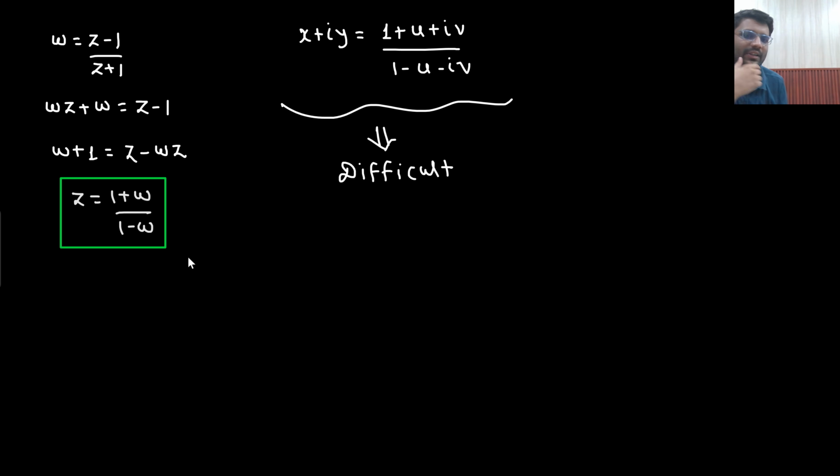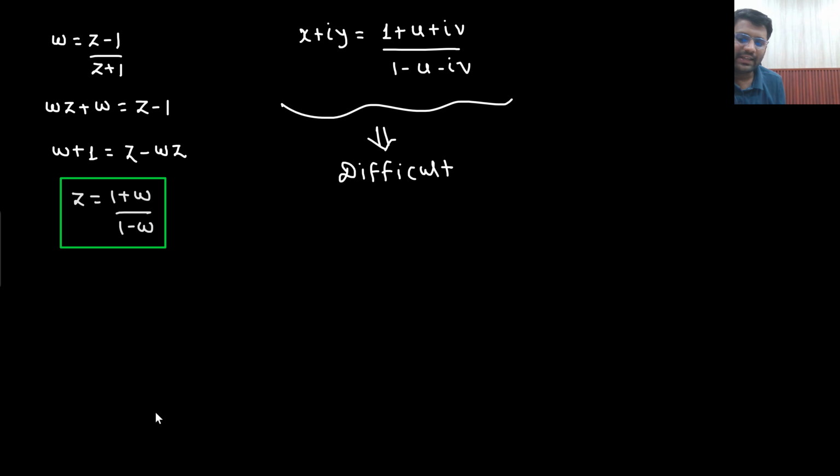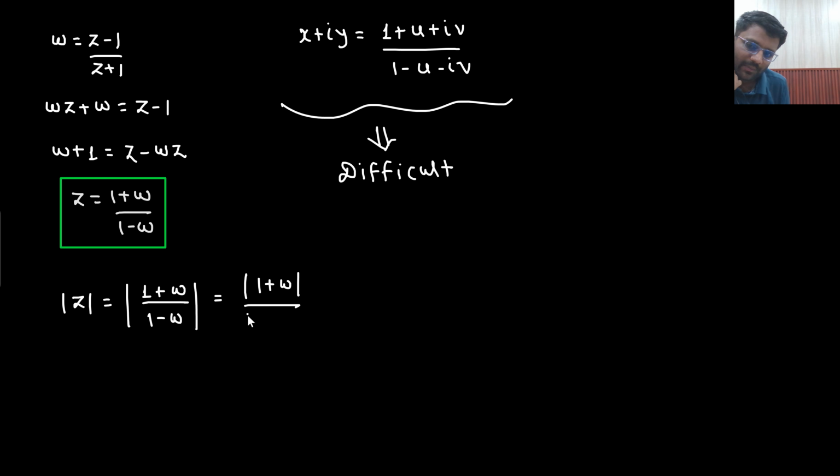If you find out this particular thing, what is given? We need two kinds of region: this region and this region. So what I will do is find out the value of mod of z directly. What is the value of mod of z? So the value of mod of z is mod of 1 plus omega upon 1 minus omega. Now can I separate them? Magnitude of 1 plus omega upon magnitude of 1 minus omega.